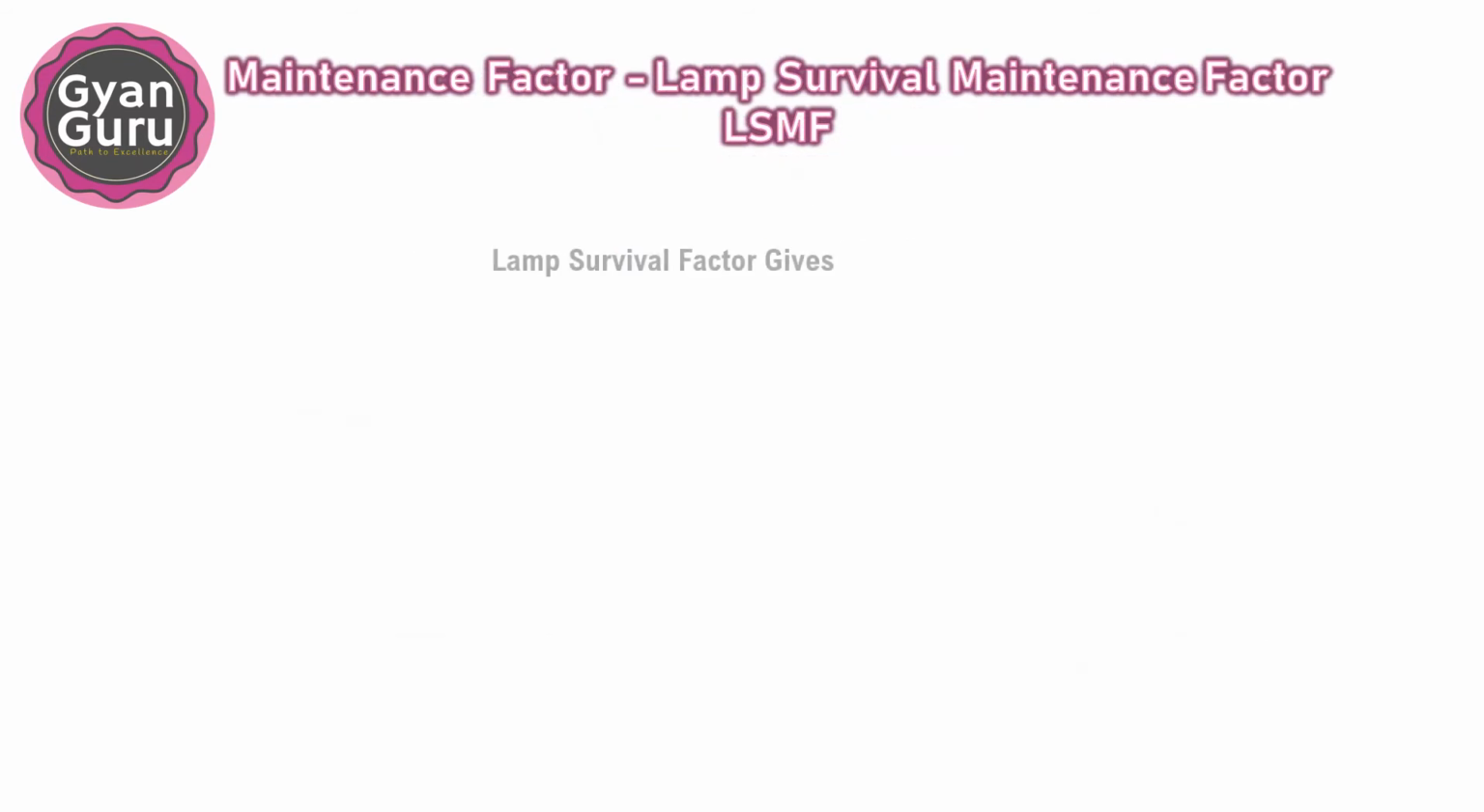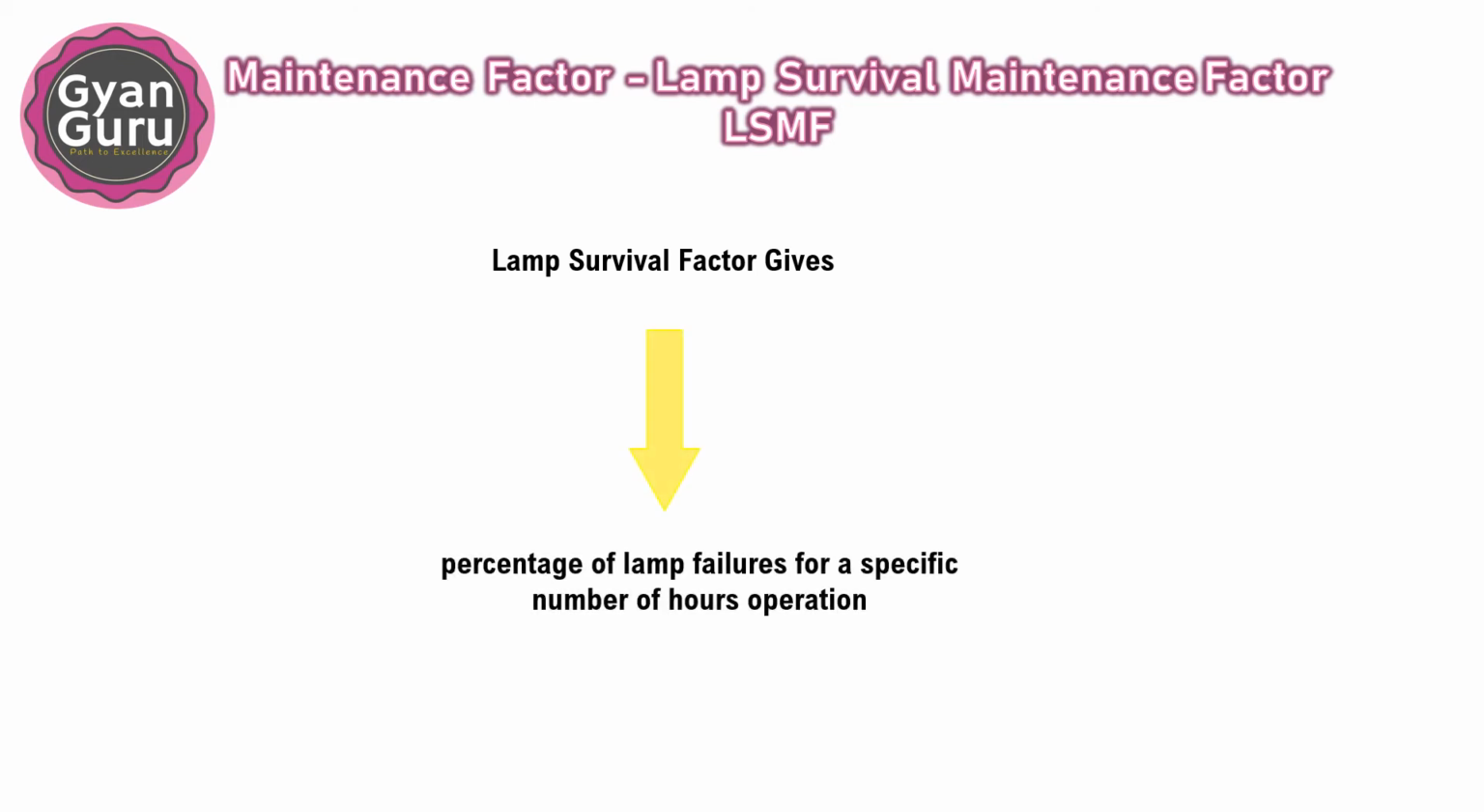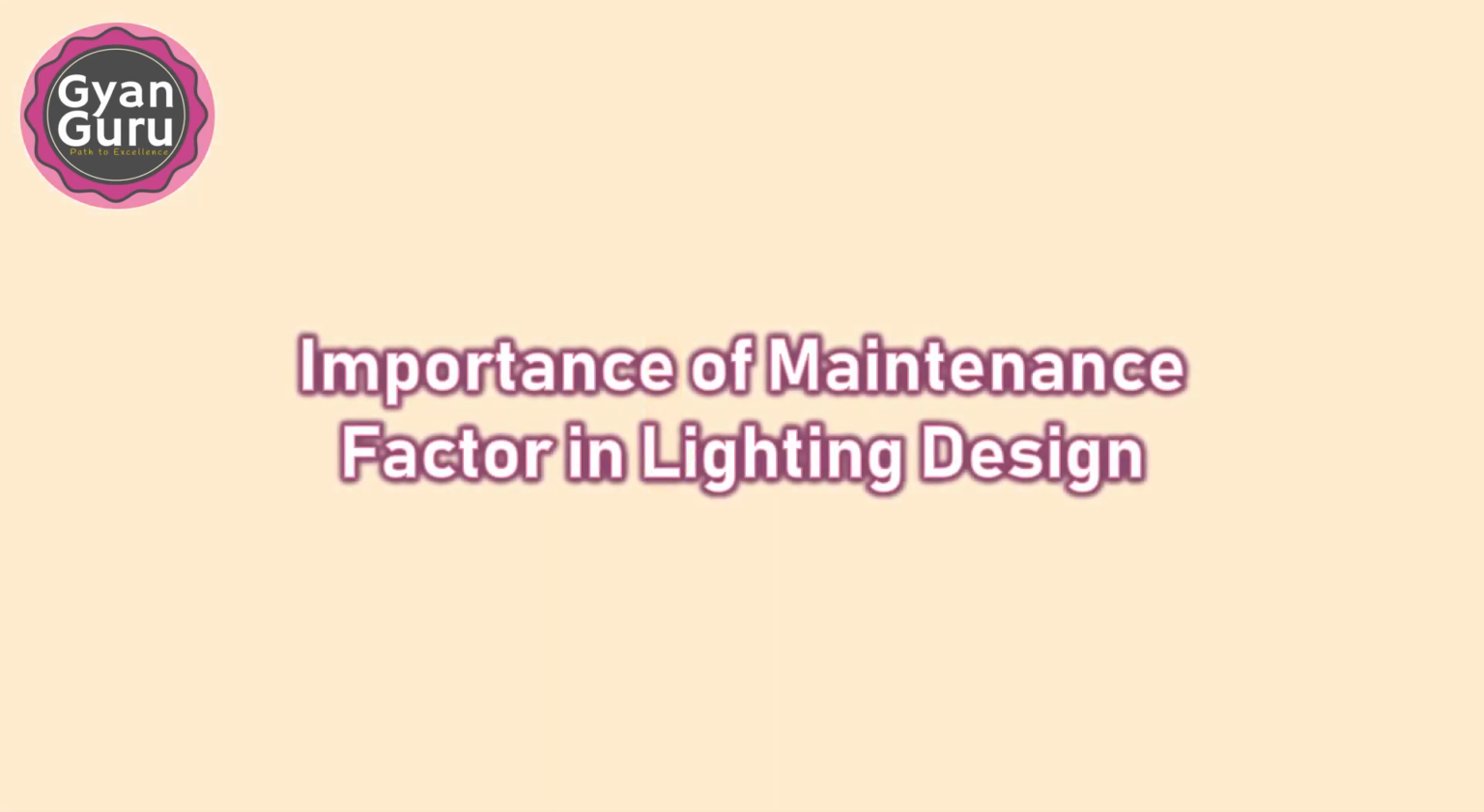Lamp survival factor. It is essential to consult the manufacturer's data. These will give the percentage of lamp failures for a specific number of hours of operation. Lamp survival factor is typically assumed to be 1 for LED. Now we will see how maintenance factor is important in lighting design through an example.